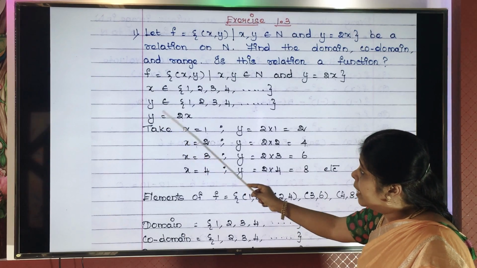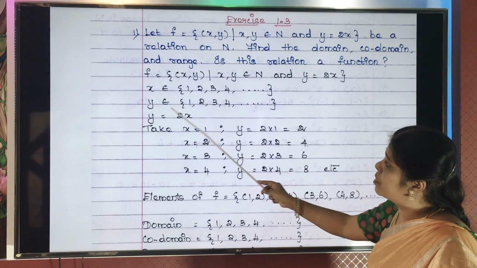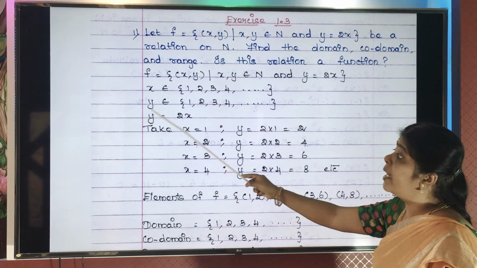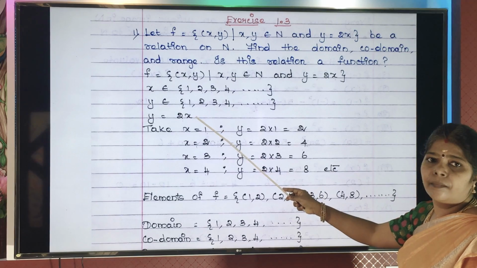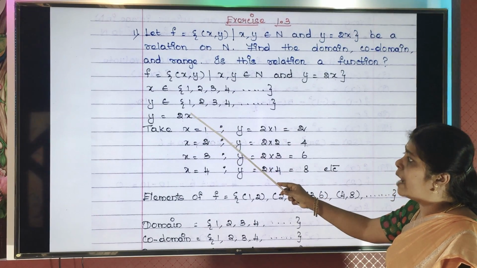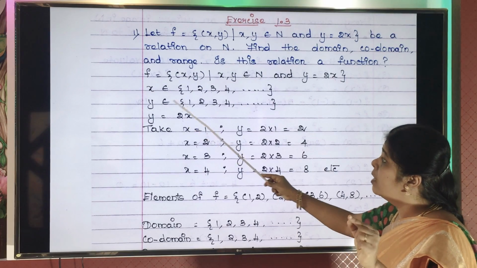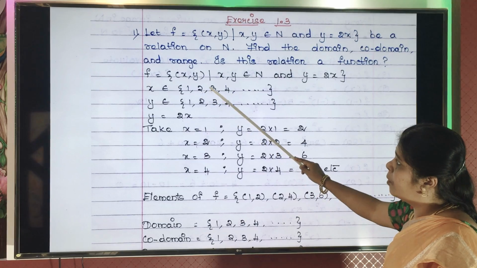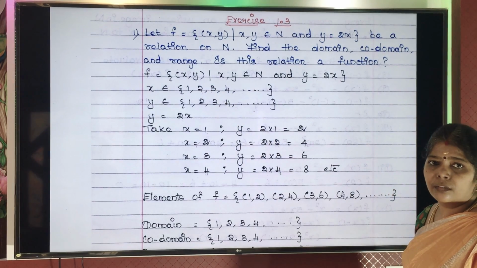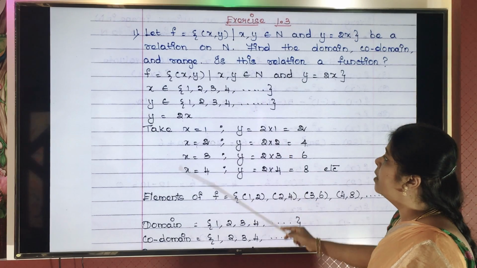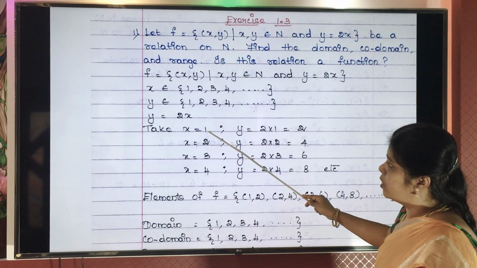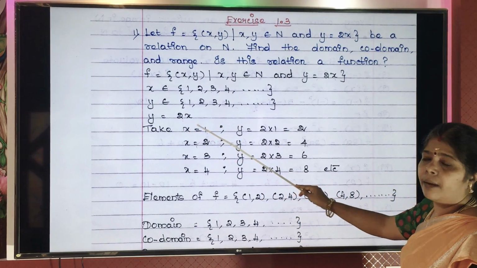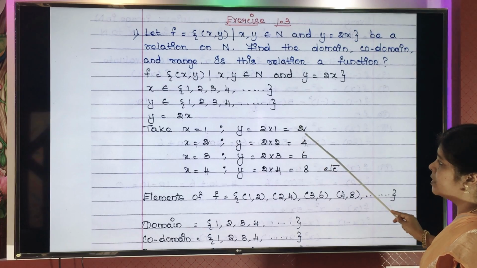So now we need to substitute the x value so that we can get the y value, because the equation is y is equal to 2x. Only when you substitute values for x will we get the values for y. Where will we take the values of x from? We take them from here, because x belongs to 1, 2, 3, we know that. So let us take x is equal to 1. Then what do we get? y is equal to 2x, which is 2 into 1, which is 2.